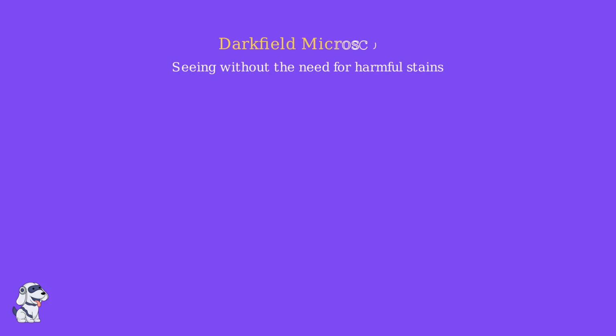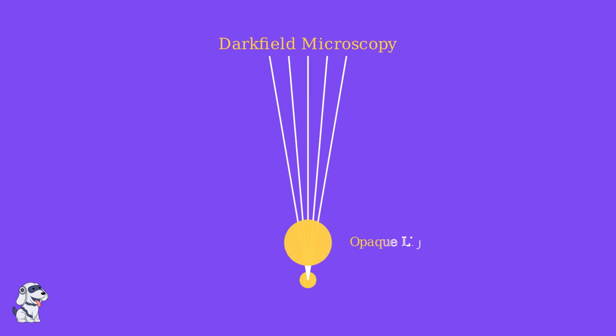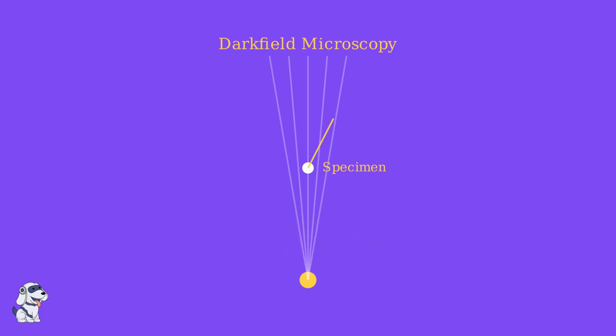Darkfield microscopy is a powerful technique for observing living, unstained organisms. Unlike Brightfield, it provides high contrast by lighting the specimen against a black background. The secret lies in an opaque light stop. This disc blocks the center of the light beam, creating a hollow cone of light. Only light that hits the specimen is scattered into the objective lens. Everything else misses the lens completely, leaving the background dark.